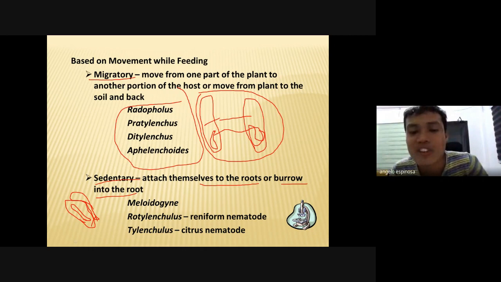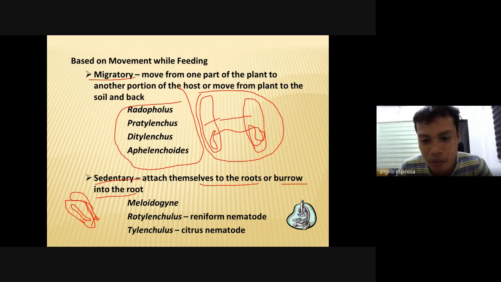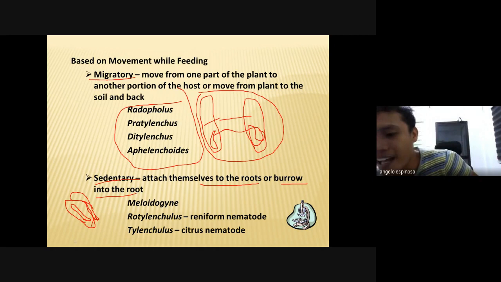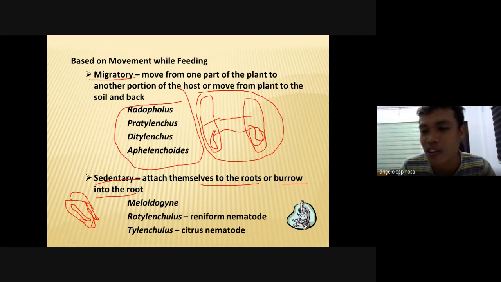Did you get the point now? If you get the point, give me a heart reaction, I want to see it. If you understand. I will repeat it: endoparasite, ectoparasite. Migratory endoparasite, migratory ectoparasite, sedentary endoparasite, sedentary ectoparasites. Did you get the point? That means there are four. Very good.